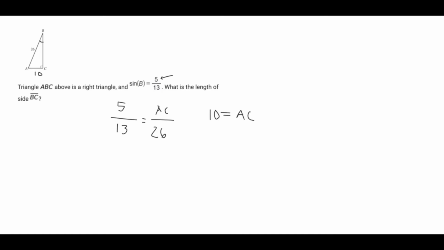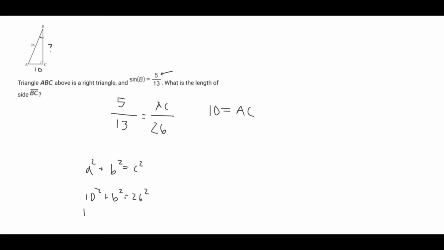of BC. So we don't know what BC is, but guess what? It's a right triangle, and so we can use the Pythagorean theorem. The Pythagorean theorem is A squared plus B squared equals C squared, right? And it doesn't really matter, I guess I'll call AC the A value. So we have 10 squared plus B squared equals 26 squared.